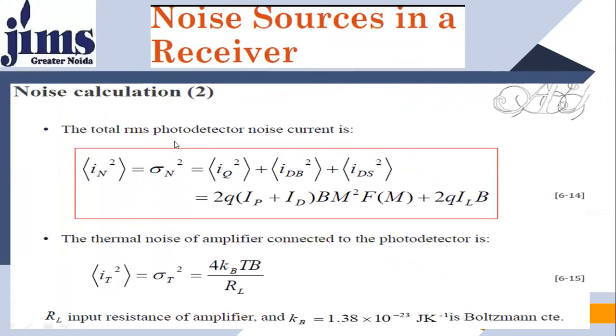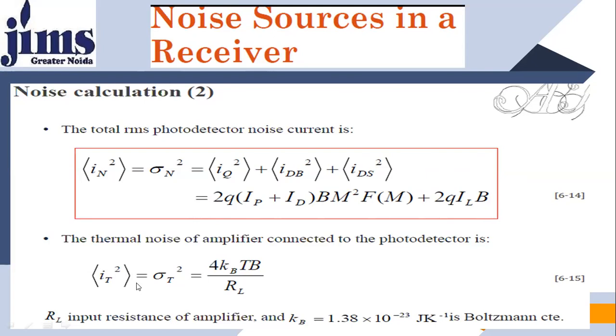Now the total photodetector noise current, if you summarize all these three current sources from the previous slides. The summation of these: this is the quantum noise, this is the dark current, this is the surface dark current, and if you take the sum of these, this is the total RMS photodetector noise current or power. Look at this. Just add them.